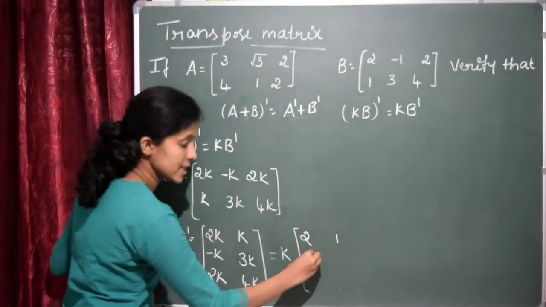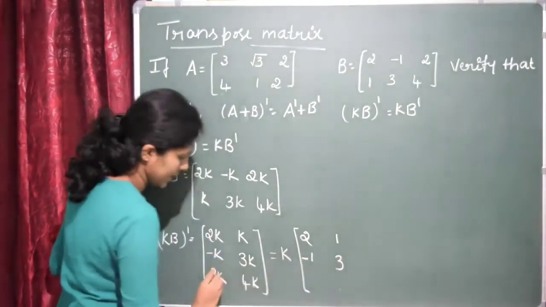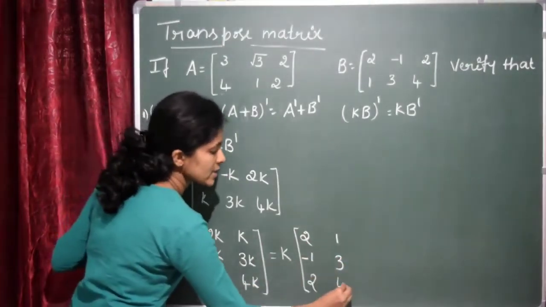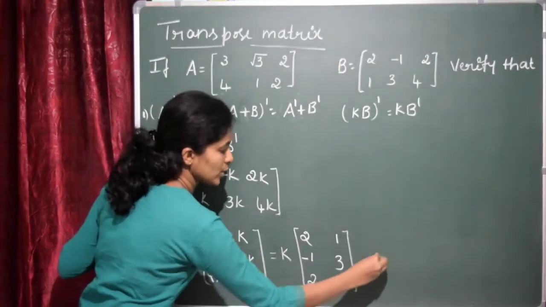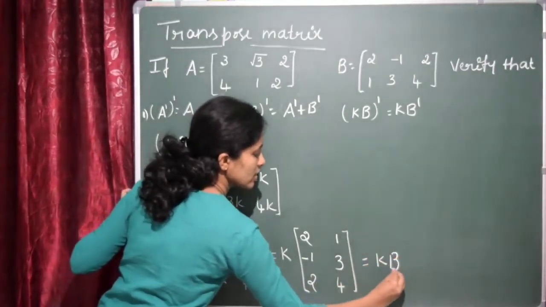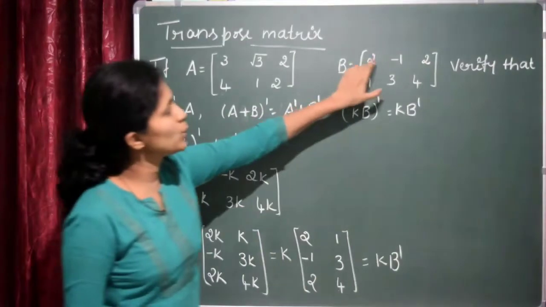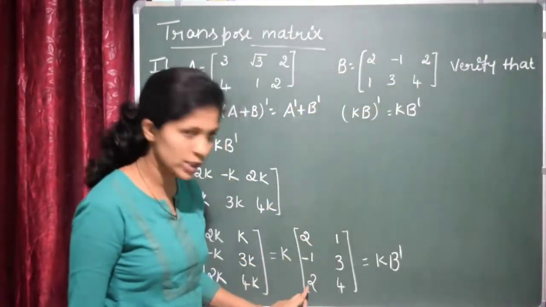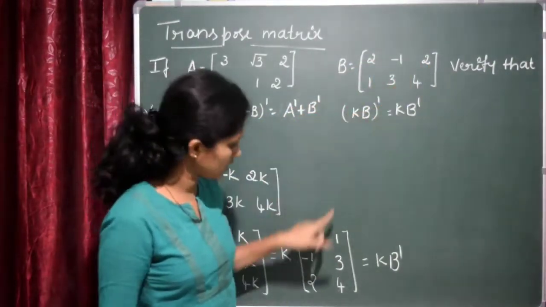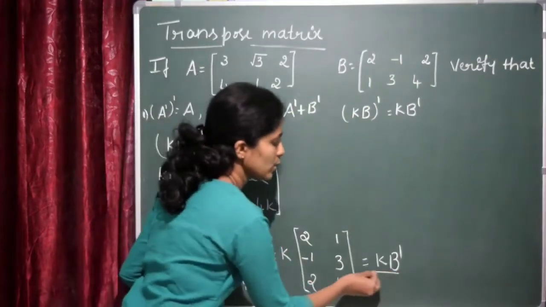And this is minus 1 and this is 3. And here it is 2 and this is 4. So this is equal to now K into B dash, right? So what is B dash? 2 minus 1, 2. And this is 1, 3, 4. So K into B dash.